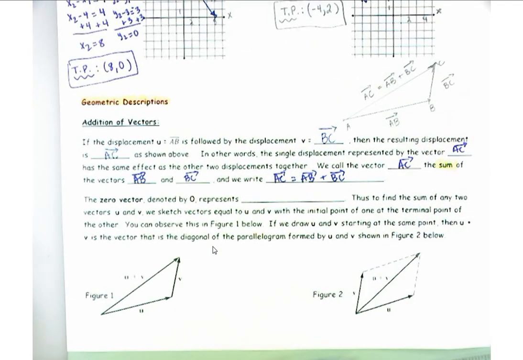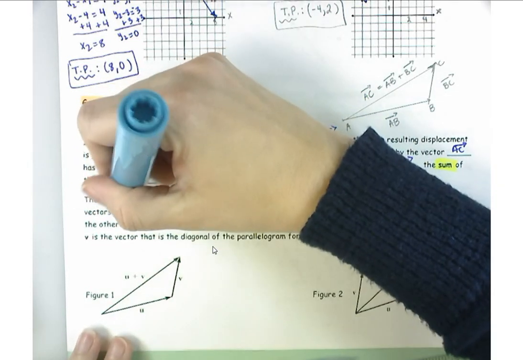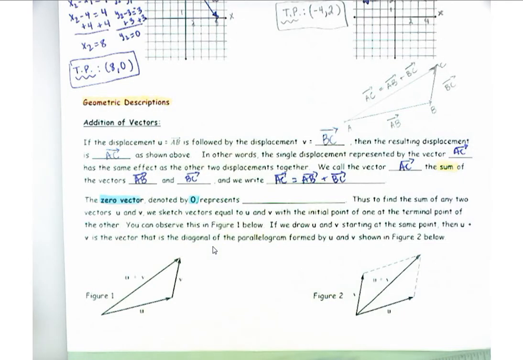Now there is a special vector called the zero vector, and that is just denoted by a bold 0. That's going to represent no displacements.